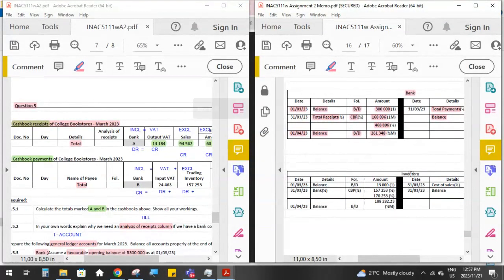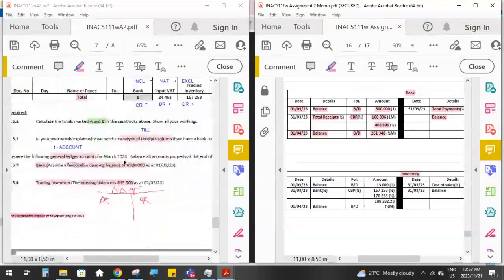Inventory is also an asset, so we're going to do the same thing. Inventory, they gave us our opening balance of 13,000. You'll never have negative inventory, so it has to be on the debit side. Positive balance, so also 1st of March, balance brought down and what they gave us.